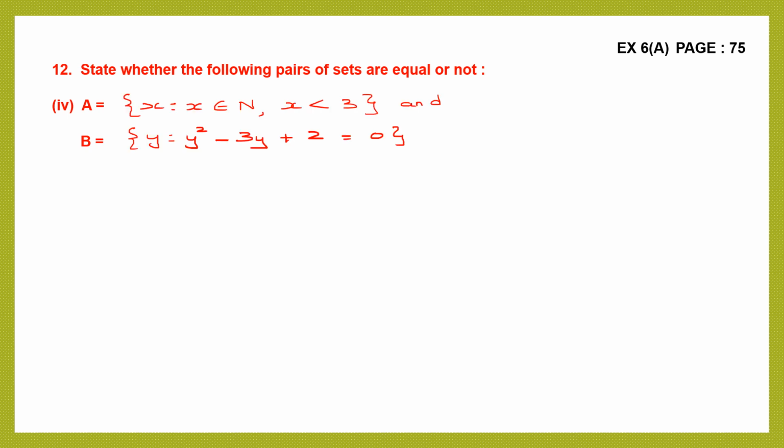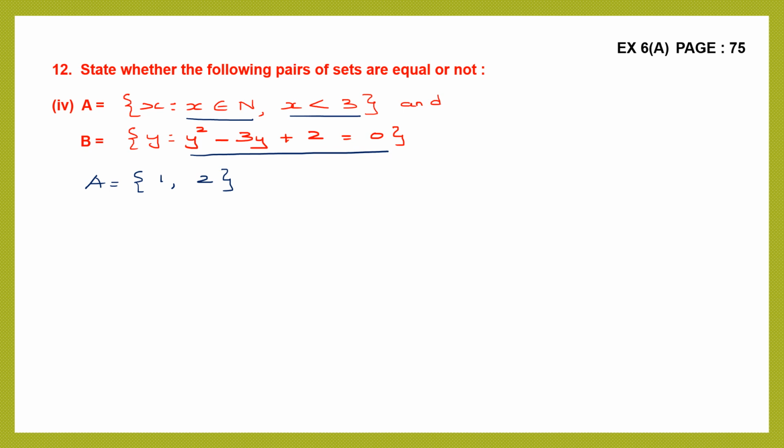Question 4. The set A is such that x belongs to natural numbers, x is less than 3. So we have to find the elements of set A. Similarly, we have to find the elements of set B. So let's find the elements of set A. Now here it says clearly that x belongs to natural numbers. That means it starts from 1 and x is less than 3. So that's easy, isn't it? So starting from 1, less than 3 means 1 and 2. Only two elements.